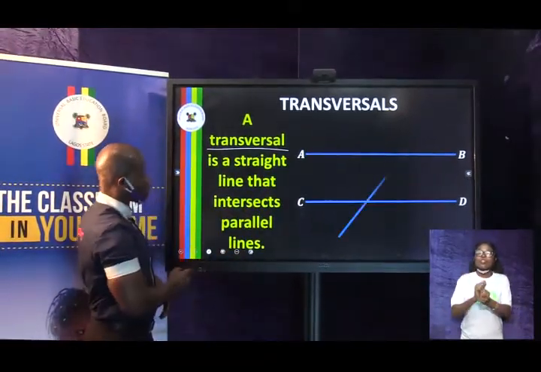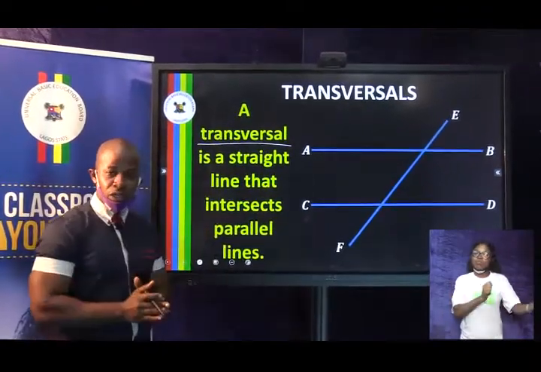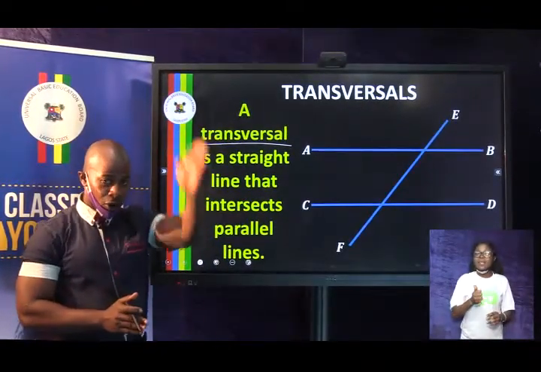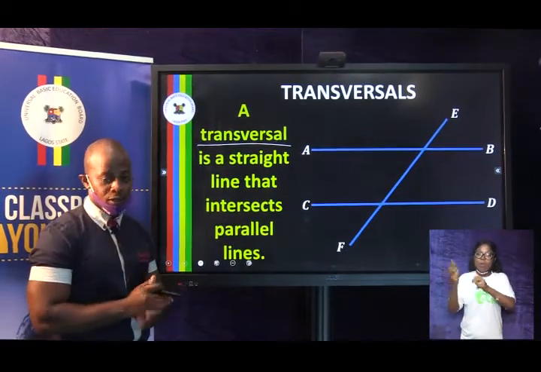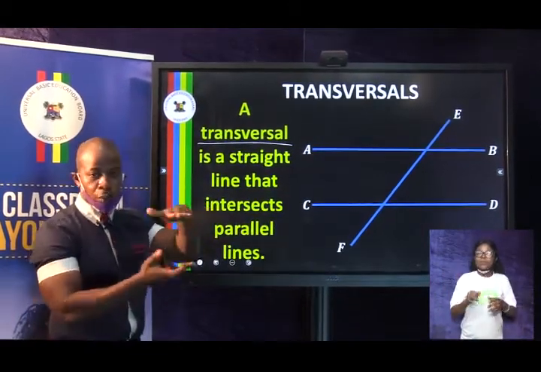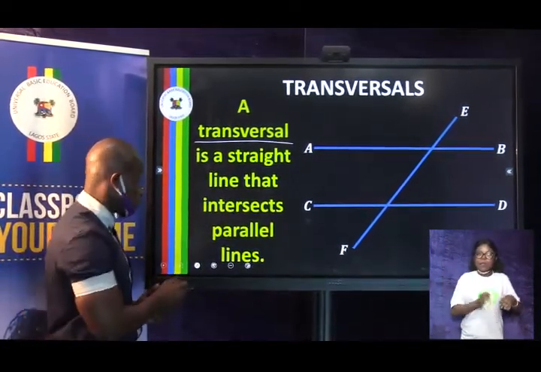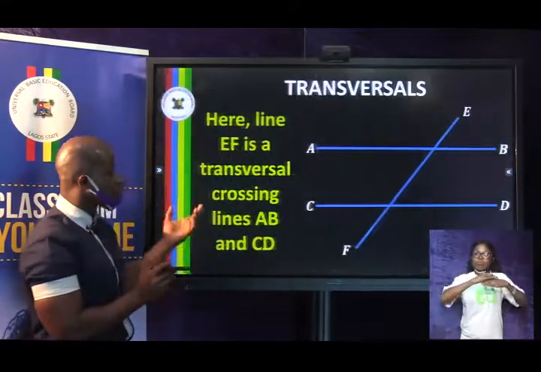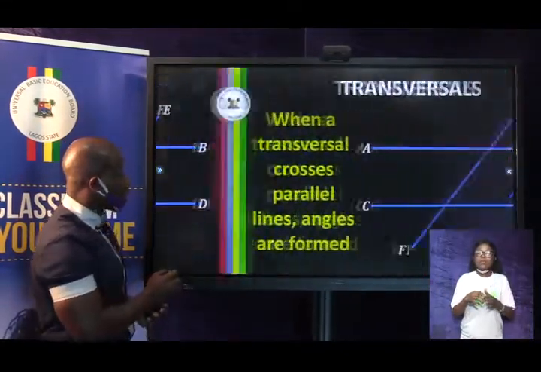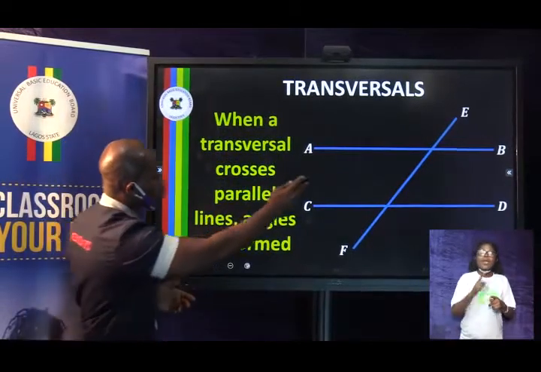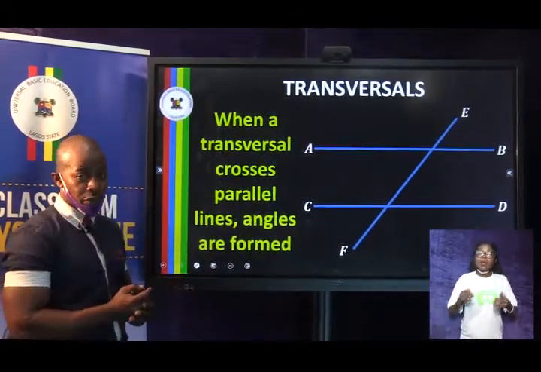This is a transversal, line EF. A transversal, once again, is a line that cuts two or more parallel lines. So to know a transversal, just draw parallel lines and draw a line across. You have a transversal. Now when you have a transversal crossing parallel lines like this, angles will be formed.